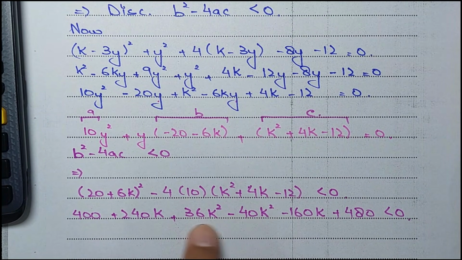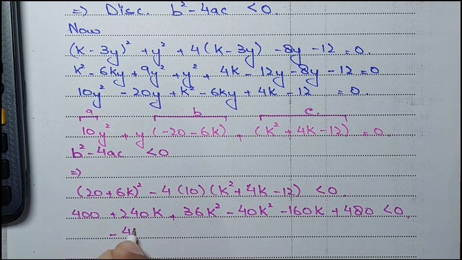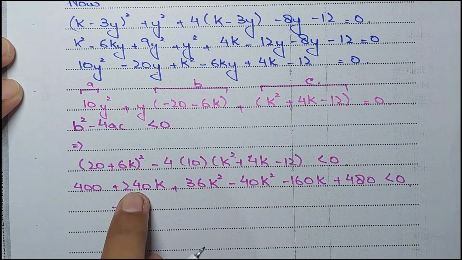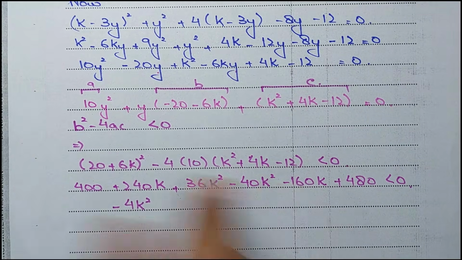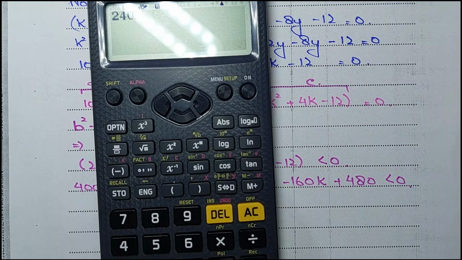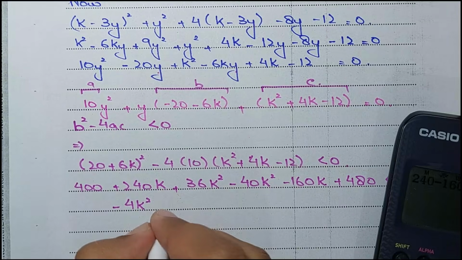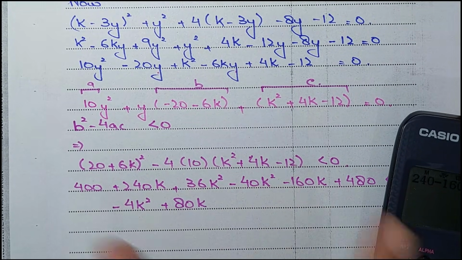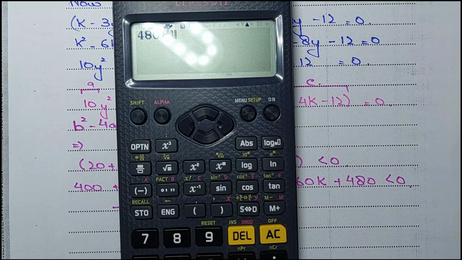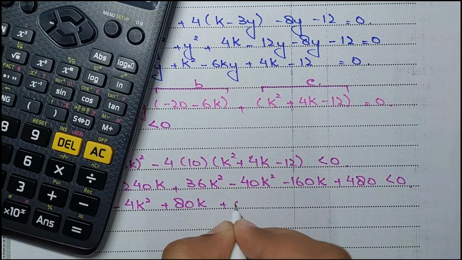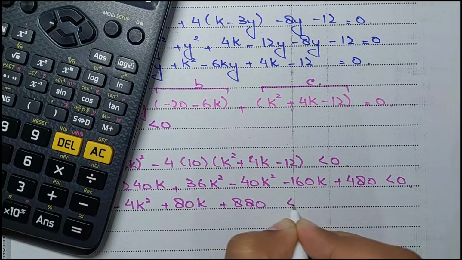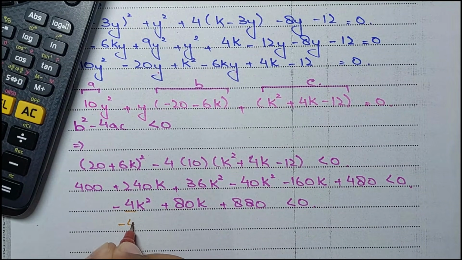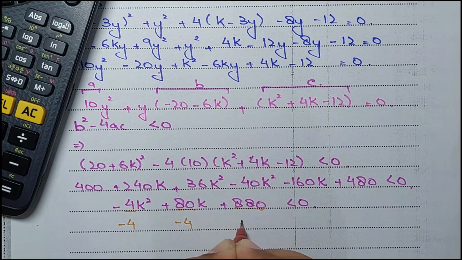This is the k square term, so 36 and minus 40 is minus 4k square. And the k terms are 240 and minus 160. 240 minus 160 is 80, so plus 80k. The constant term is 480 plus 400, which is 880. This is less than 0. Okay, divided by negative 4 throughout the equation.